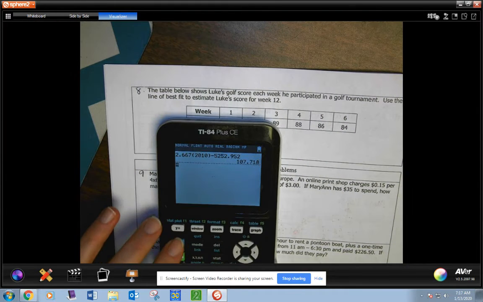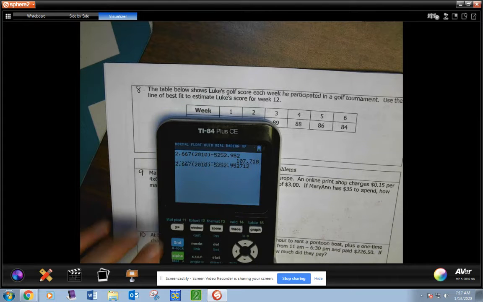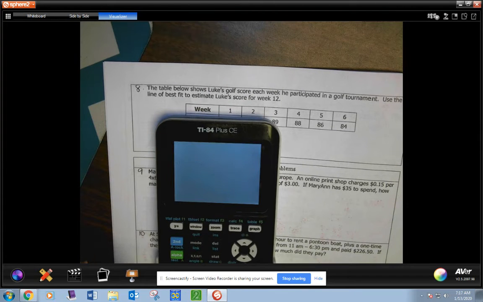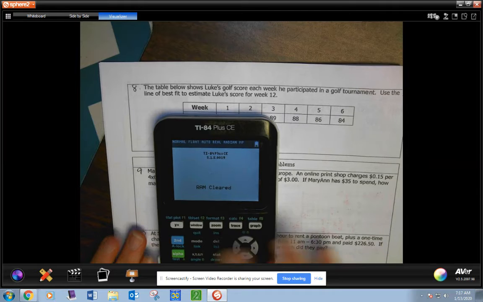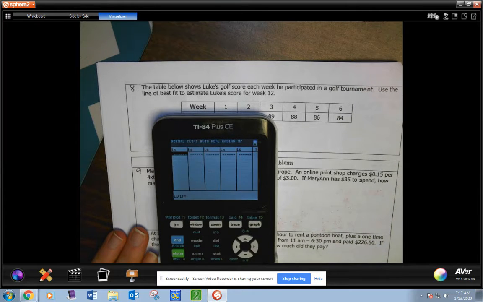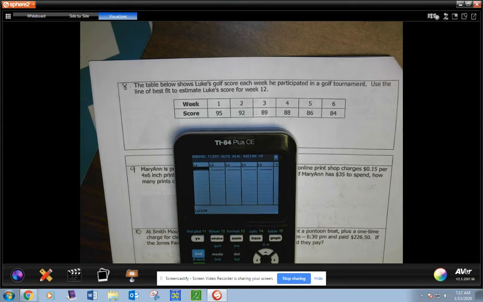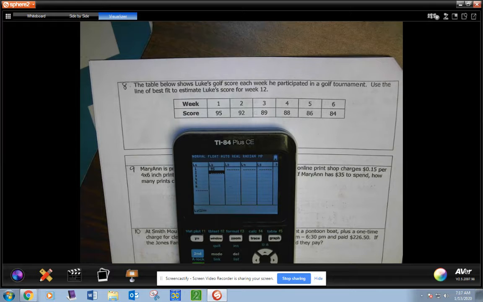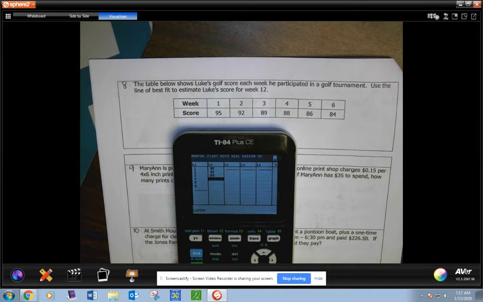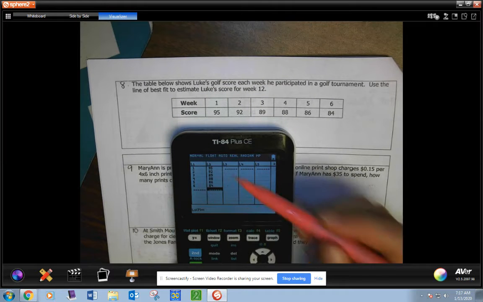Okay, I'm going to flip over. We're going to do the exact same thing for problem number 8. I'm going to, again, clear my calculator, because that will clear out the y equals. And so when I go stat edit, I can just type my information in again. So 1, 2, 3, 4, 5, 6. And then in L2, 95, 92, 89, 88, 86, and 84. I make sure my 2 columns are lined up, which they are.